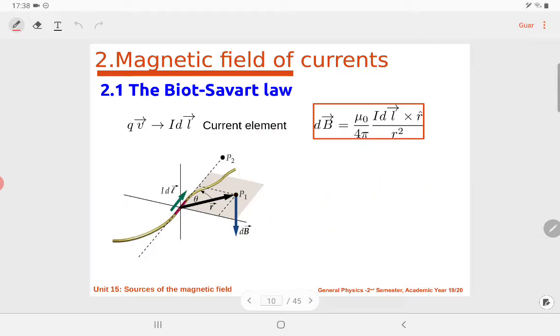You have it a bit cleaner there. That is the amount of magnetic field provided by this little current element. If we want to know the total magnetic field provided by the whole current, what we have to do is integrate the magnetic fields provided by each little segment of the current. Once we've seen the Biot-Savart law, we're going to apply it in several cases.